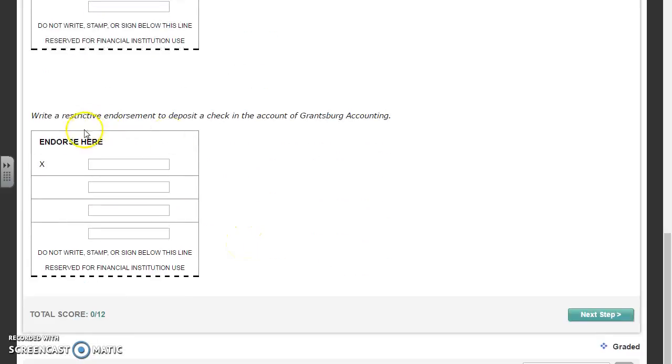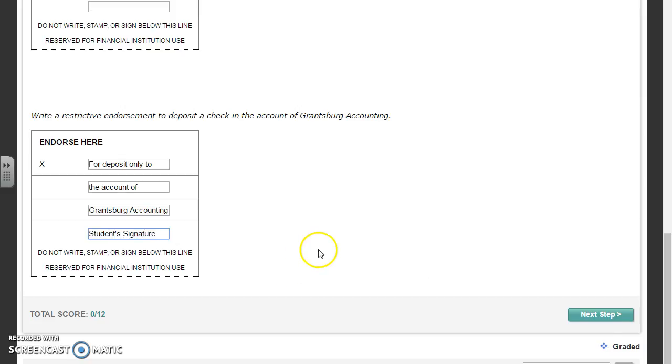And then the last one is a restrictive endorsement. Again, a restrictive endorsement is so that when you take that check to the bank, the only thing that can happen with it is you are restricting it to just simply be deposited in the account that you've specified. And here they want us to do it for Grantsburg Accounting. So we're going to say for deposit only to, and on the second line, the account of, and we're going to say to Grantsburg Accounting. And then we're going to sign it.